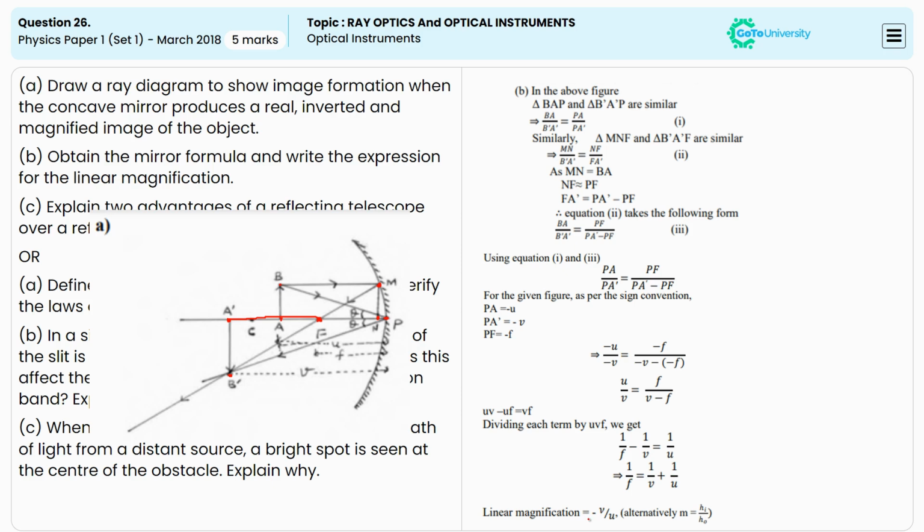Linear magnification is equal to minus v by u. Alternatively, m is equal to h_i by h_o. This is the expression for the linear magnification.